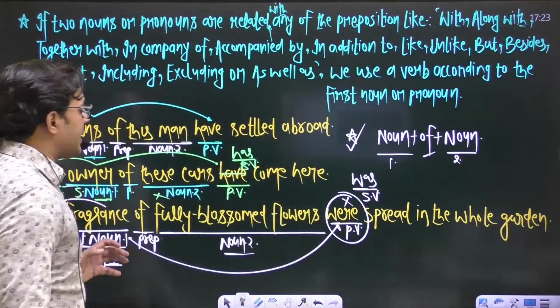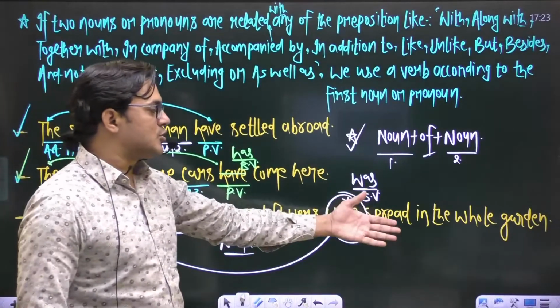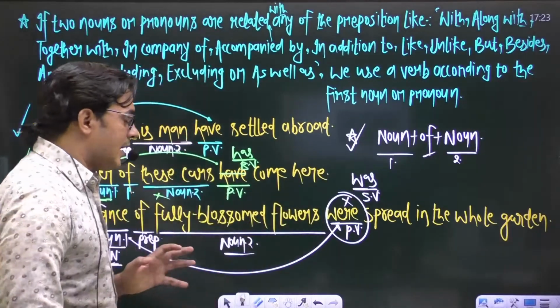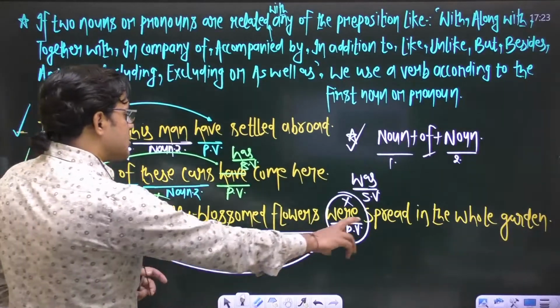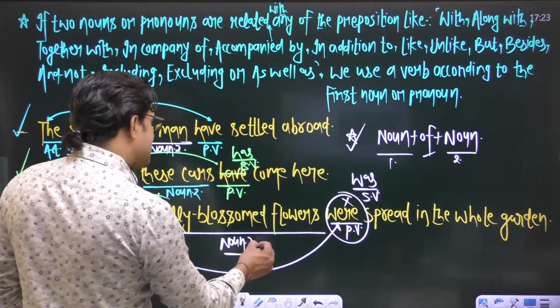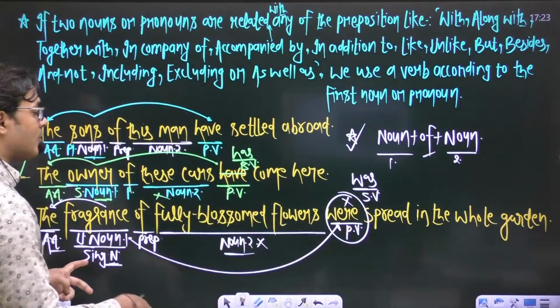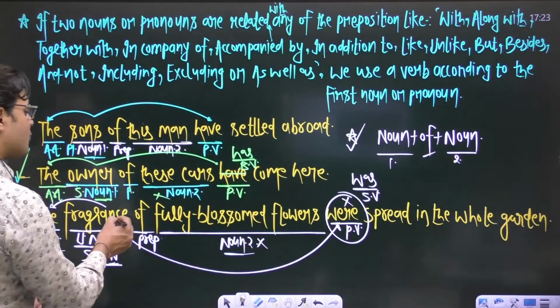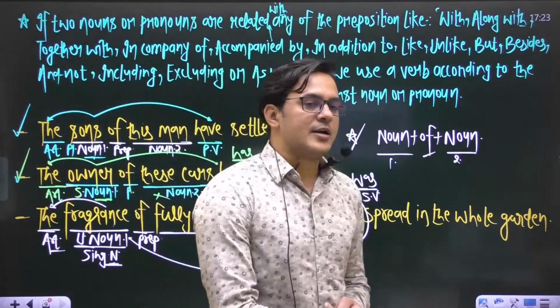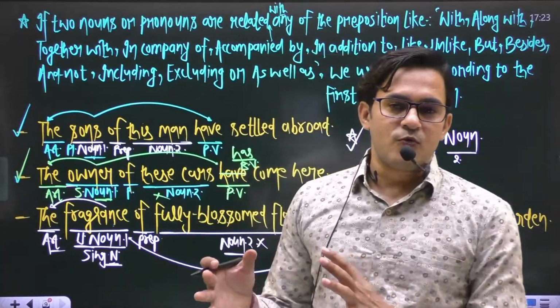So the sentence will be: the fragrance of fully blossomed flowers was spread in the whole garden. In this sentence, what was spread in the whole garden? Flowers were not spread. What was spread? The fragrance. Fragrance was spread in the whole garden. So the singular verb was will be there.